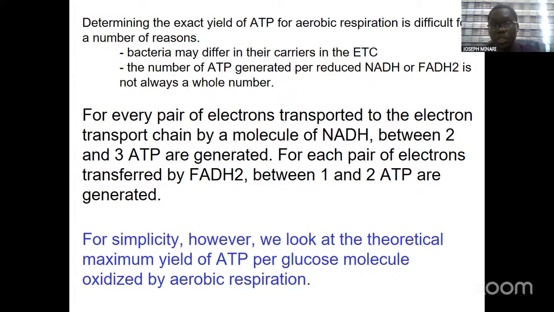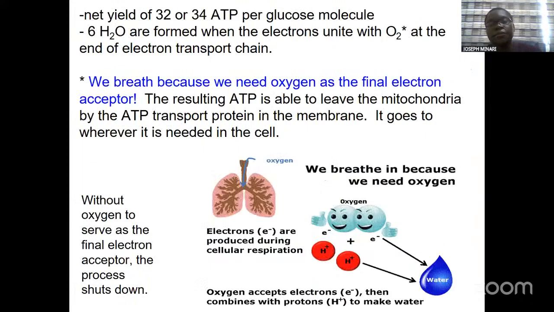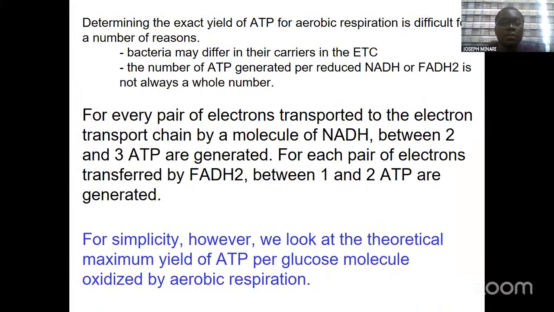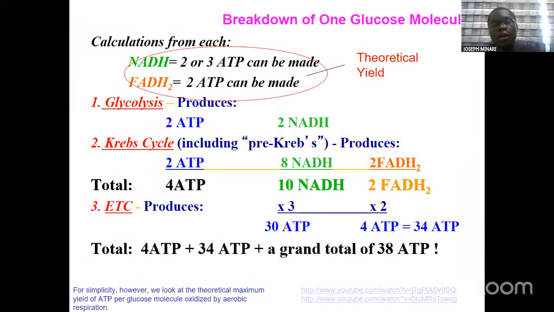For every pair of electrons transported to the electron transport chain by a molecule of NADH, between 2 and 3 ATPs are generated. So that is the range, and for each pair of electrons transferred by FADH, between 1 and 2 ATP are generated. Okay, so just as that has been explained before, all this gives the idea of the ATP that is generated at the end of the breakdown of the glucose. So that is it for the class.